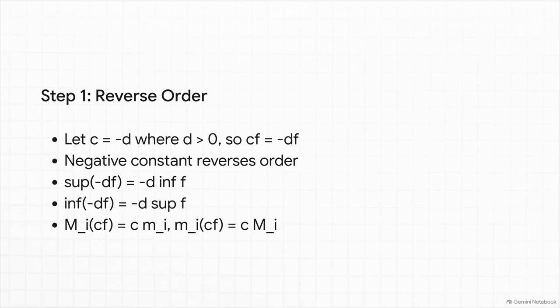Multiplying by a negative number reverses the order of supremum and infimum. So the sup of negative DF actually equals negative D times the inf of F, and the inf of negative DF equals negative D times the sup of F. Substitute C back in, and this implies MICF equals C times MI and MICF equals C times MI. Did you catch that? They completely swapped.